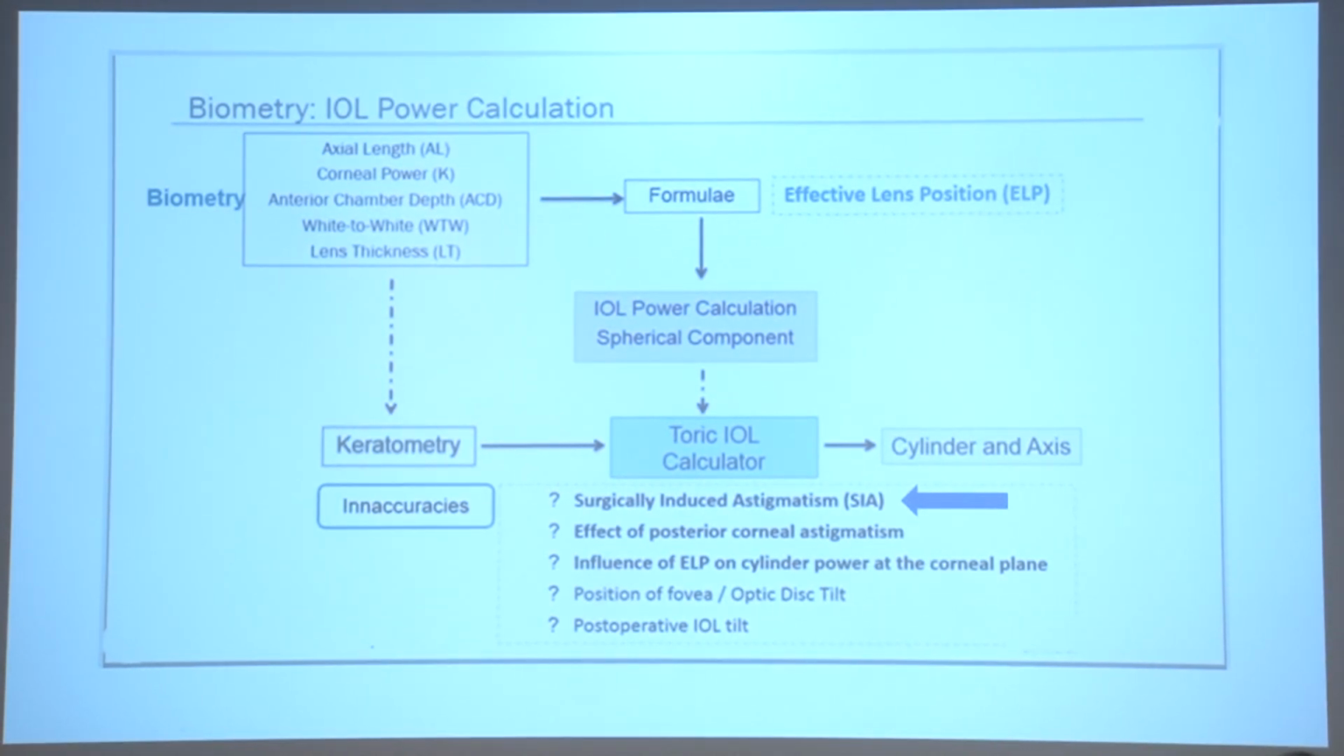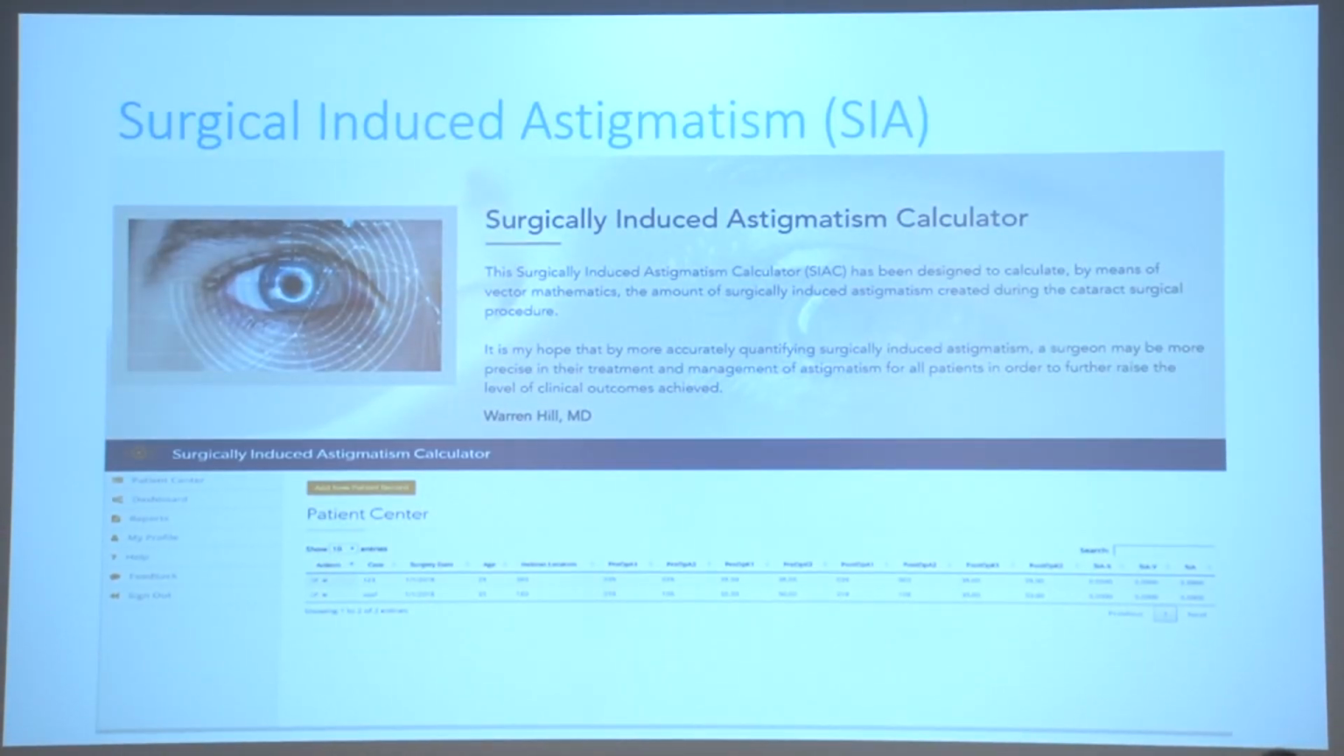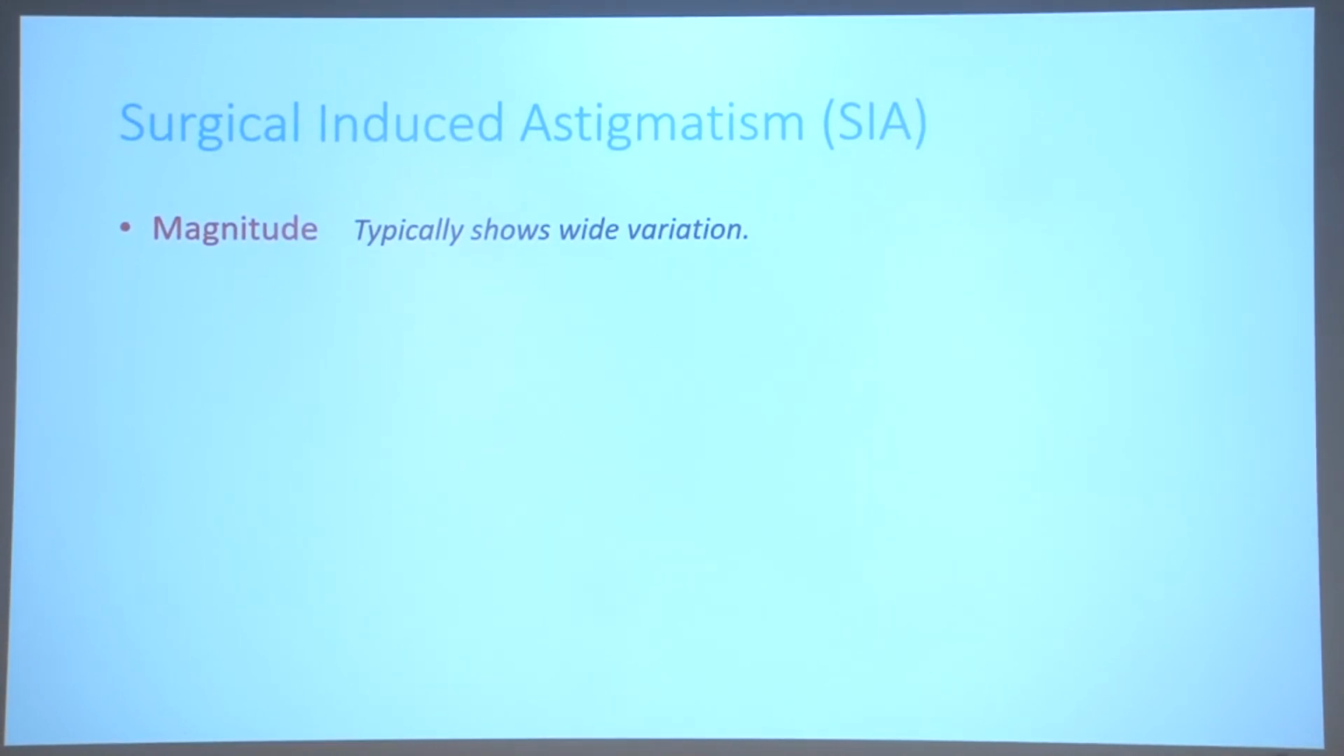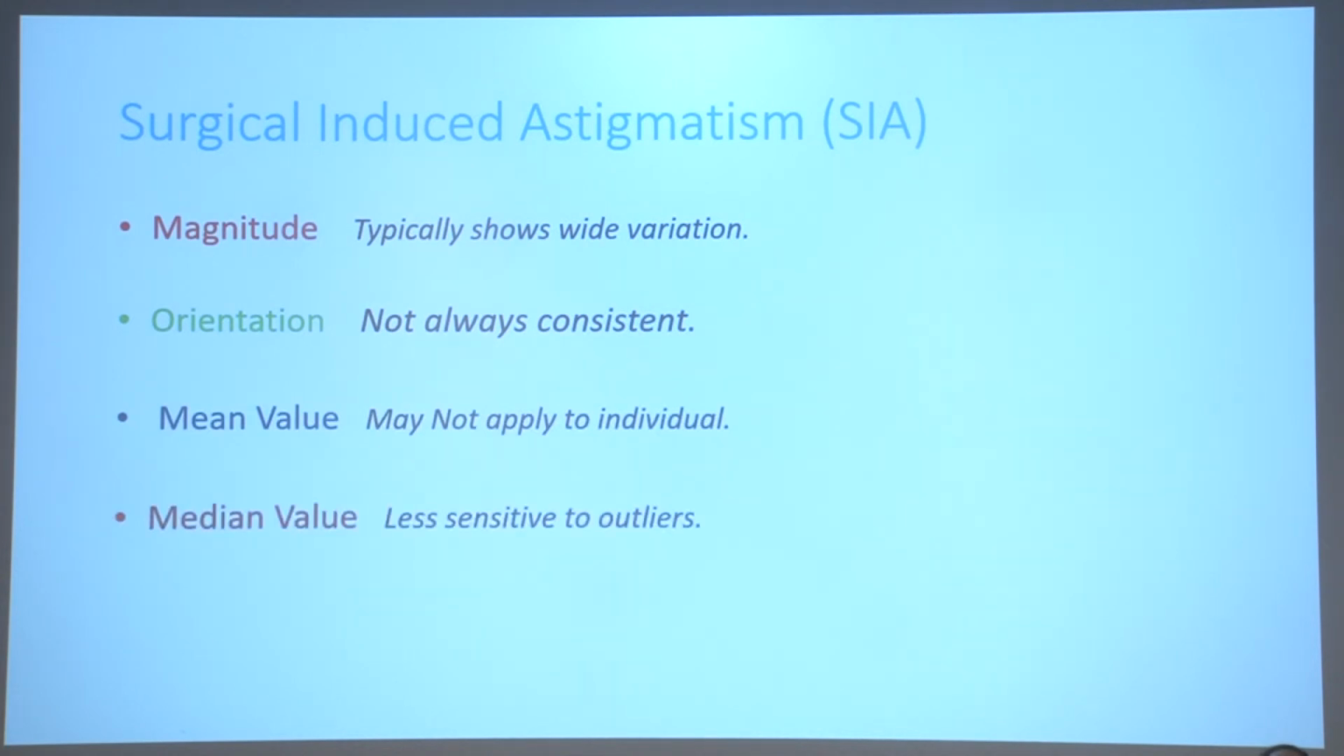First is SIA. Everybody knows SIA. You go to any website for the SIA calculations and get your SIA done. But the problem with the SIA was the magnitude. It typically shows wide variation. Dr. X is operating with a 2.4 millimeter incision and getting an SIA of 3.32, and somebody else is operating and getting 0.20. So the magnitude typically shows wide variation. The orientation was also not consistent; which axis it was giving was also not consistent. The mean value is not to be applied to an individual, but the median value was less sensitive to outliers. So many outliers will be there, even though you are calculating hundreds of data points for your SIA values.